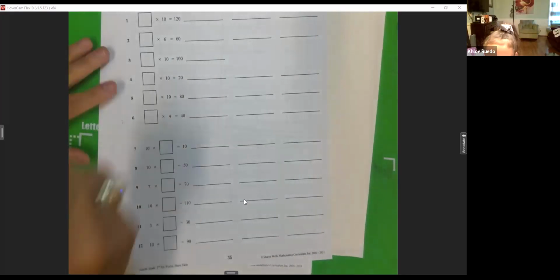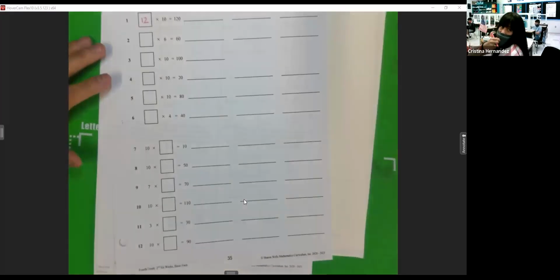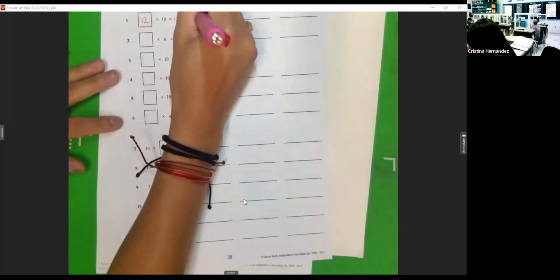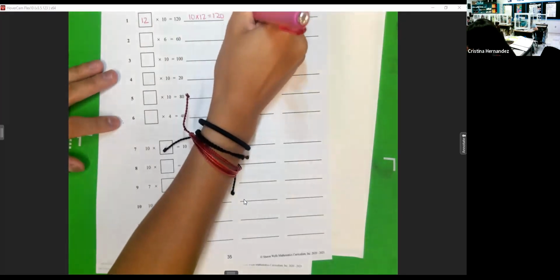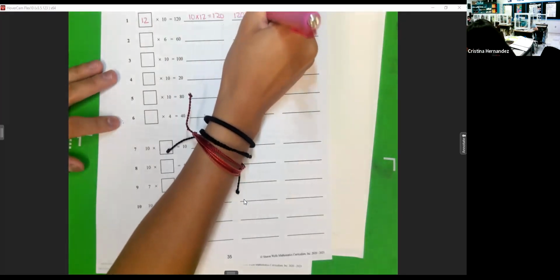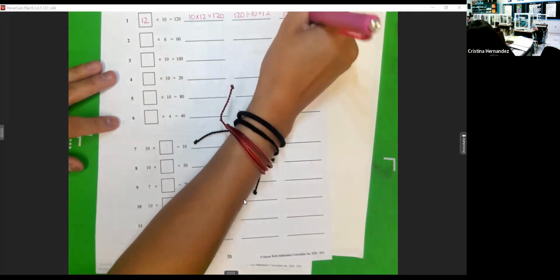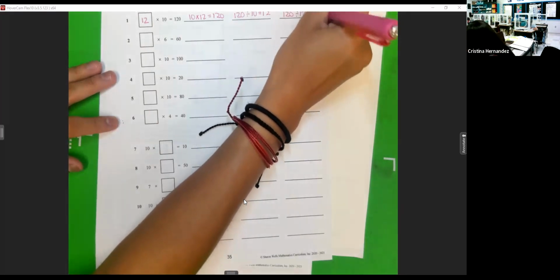Page 35, y'all that are at home. So you're filling in the box. Blank times 10 gives you 120. What would it be? 12. And then you just go on and write your fact families again. So then you'd write 10 times 12 equals 120. And then 120 divided by 10 equals 12. And then 120 divided by 12 equals 10. It's the same thing we've been doing for the most part.